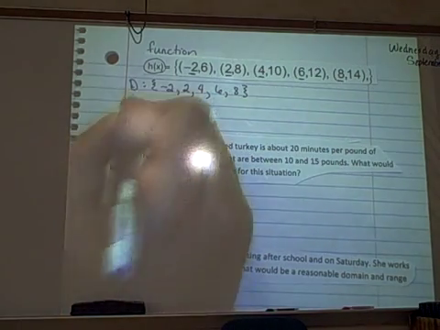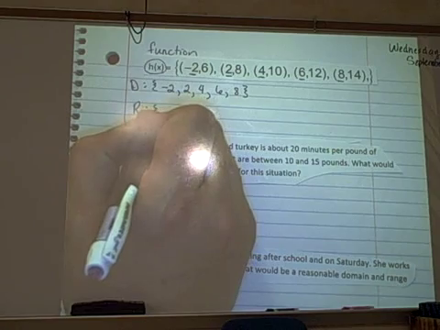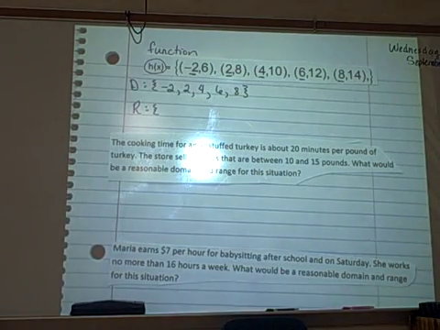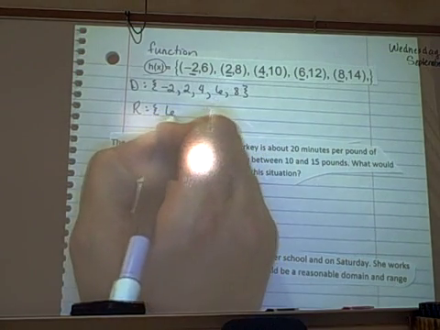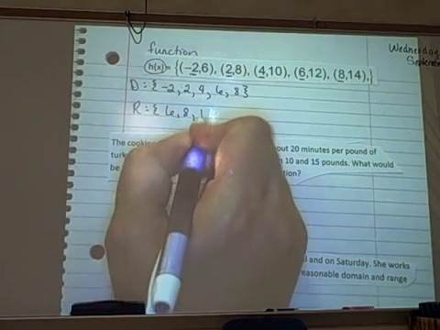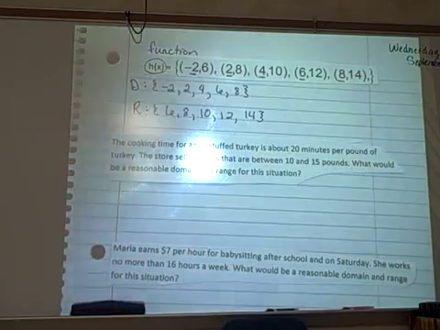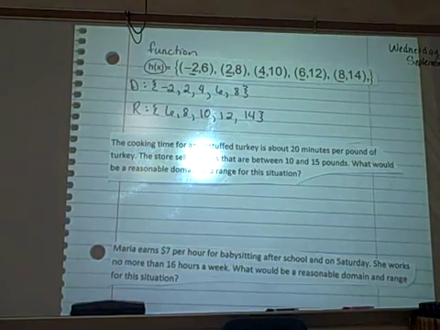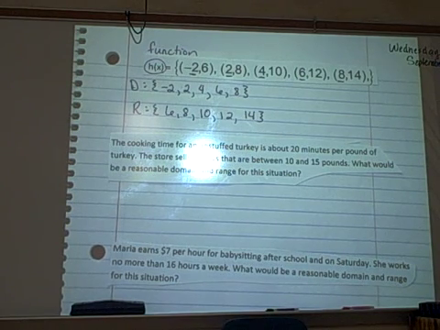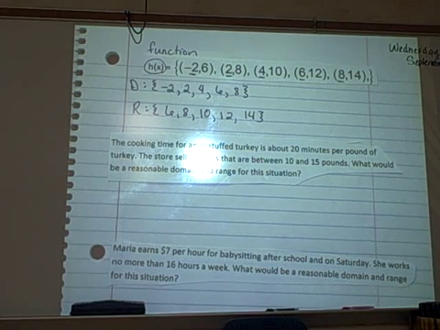Okay, range. So range is all the other ones. The second one on every point. So you've got 6, 8, 10, 12, and 14. This one's pretty simple because they all counted by 2s on the range. So it's just the second number on every one of those points.